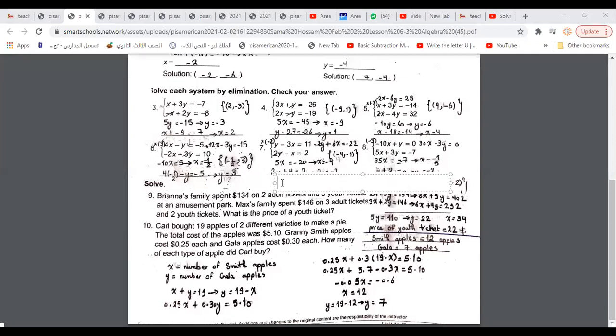we have 5 or 8. Okay, 5x plus 3y equal negative 14. Second, 2x minus 4y equal 32. So: x plus 3y equal negative 14, and 2x minus 4y equal 32.